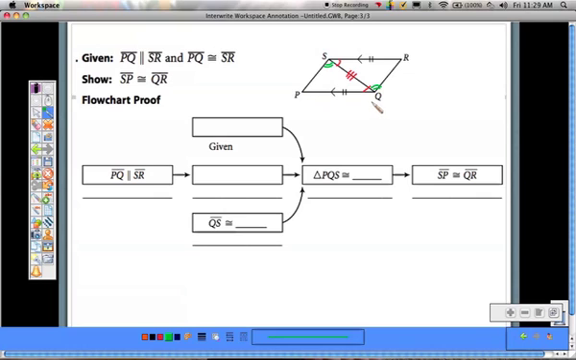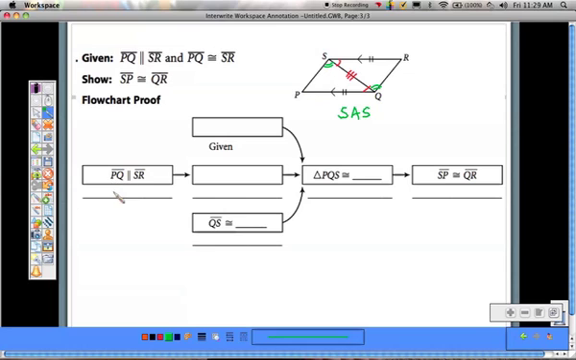Okay, so we have to look and see if one of the theorems works: side, side, side, side, angle, side, and so on. For this one, we have side, angle, side. We also have angle, side, angle, so we can actually choose. Let's use side, angle, side.